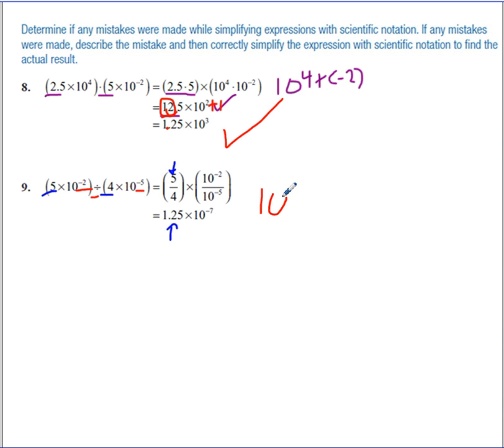And so again, I wish they would have done it like this and used our rule that way, that we can divide by subtracting. And -2 minus -5 is the same as -2 plus 5, which equals 3. So it should have been the third power. What they did is they added them together, and we can't add them in division, we have to subtract them. So 1.25 times 10 cubed is a proper way to write that.